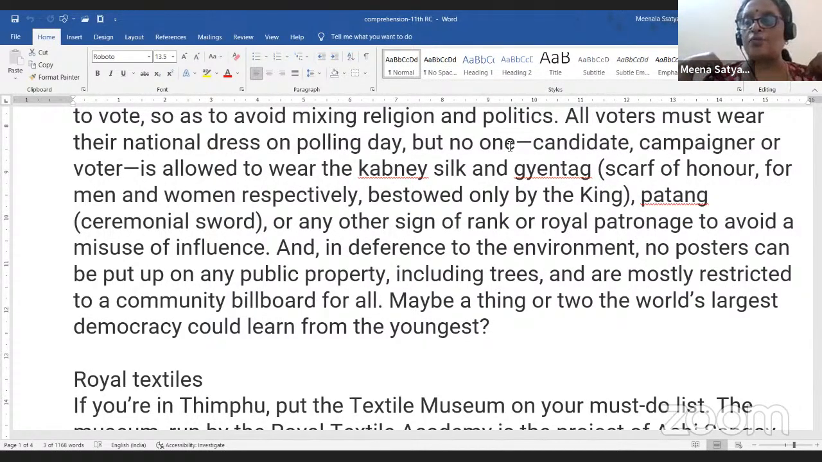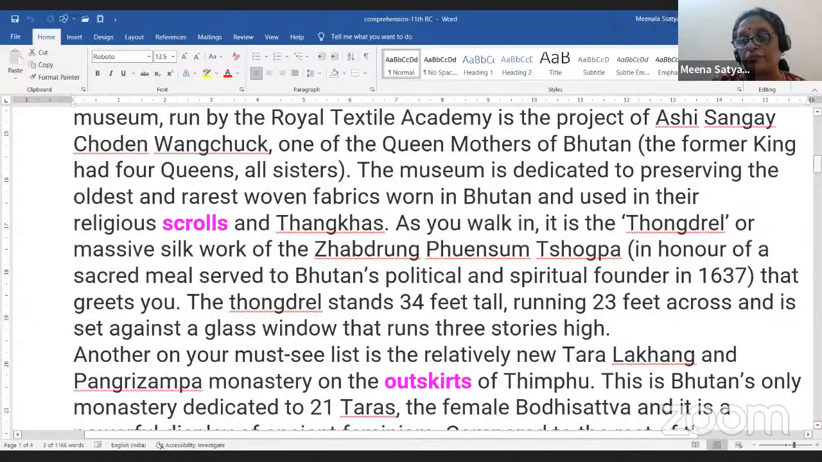As I wear the army badge, people can recognize I'm from the army and I hold the rank of a brigadier or a colonel, a major, or whatever it is. But here it's so very clear. It says they are not supposed to wear those things that are given because they have to avoid a misuse of influence. Now, what was it said in our passage? So let's see.